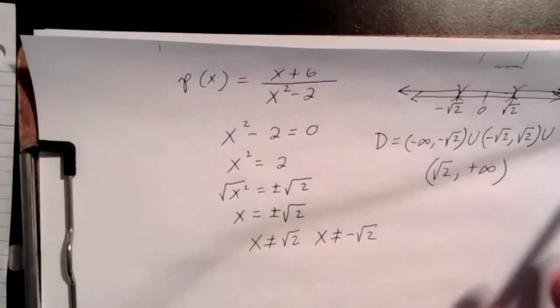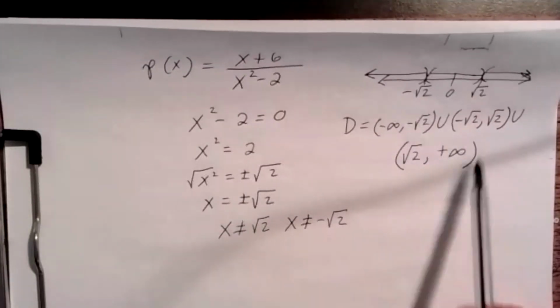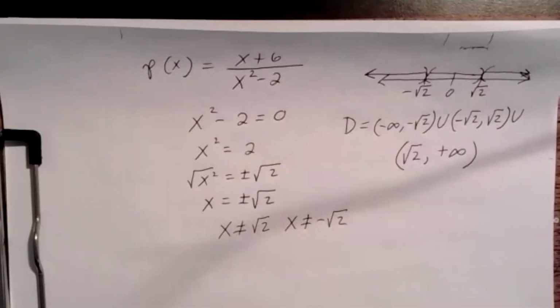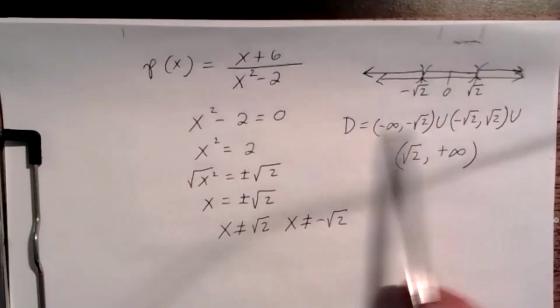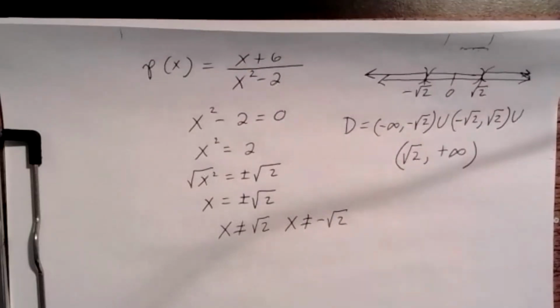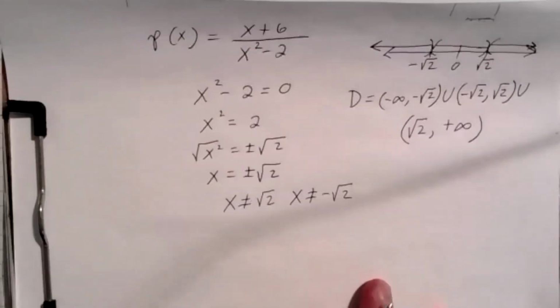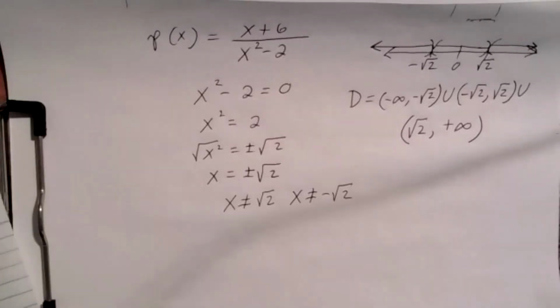This, ladies and gentlemen, would be the formal way of representing the domain of this rational function. This is saying all real numbers except negative or positive square root of 2. Okay. Finally, let's see how much more we got here.